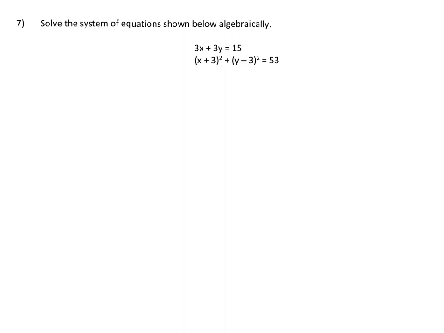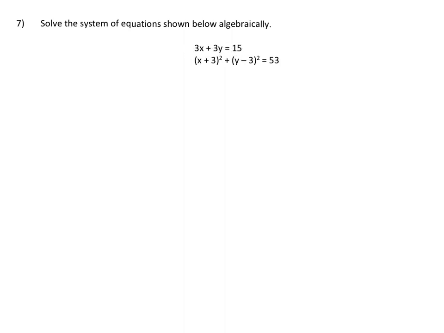Number 7 wants us to solve this following system algebraically. Okay, so the first thing you want to do is get either x or y by itself in one of the two equations. Now, we're not going to get x or y by itself in this equation because they're both trapped in a parenthesis with a square on it. So that's going to be very difficult. So let's take a look at this equation over here.